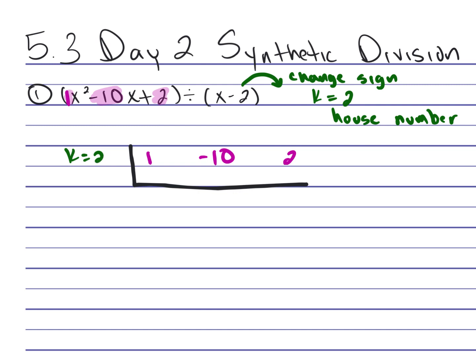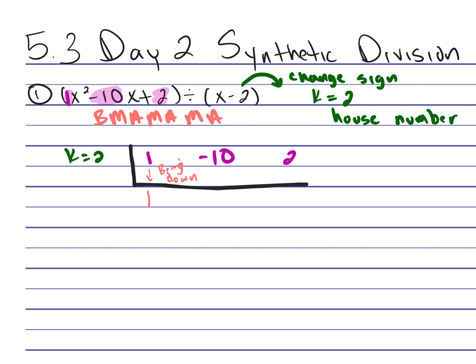Now the steps are fairly easy. You just have to make sure you follow them. We used to use BMA, or BMA for it. Bring down, multiply, add. So we're going to bring down the first number on the inside. The one right here, we're going to bring it down. Bring down, that's what the B is for.